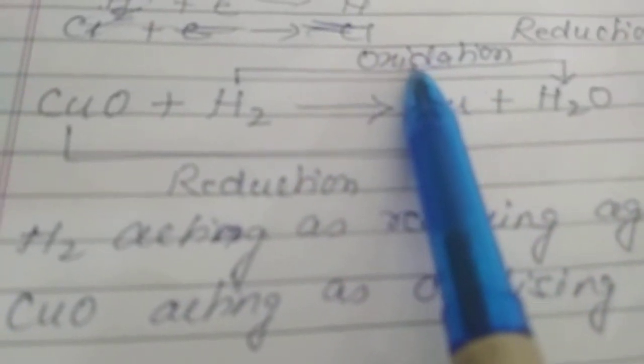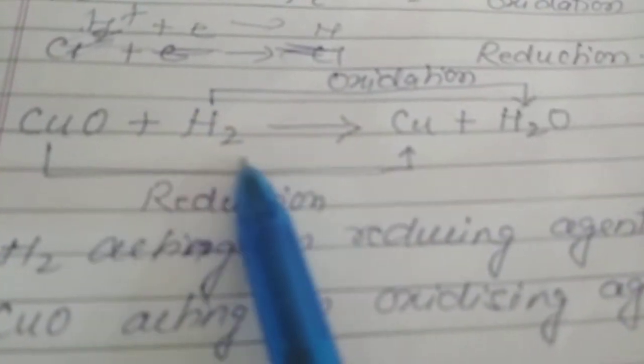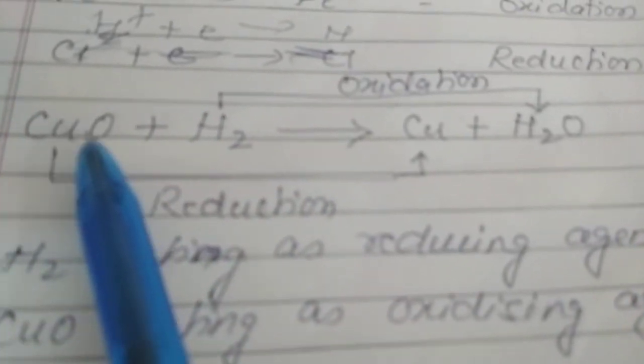On the other hand, hydrogen, on taking this oxygen, undergoes oxidation, that means hydrogen is acting as a reducing agent. That is providing a site for this copper oxide to give its oxygen. So you have to keep in mind, any substance which gets oxidized acts as a reducing agent, and a substance which gets reduced acts as an oxidizing agent. These points you have to keep in mind, very important.